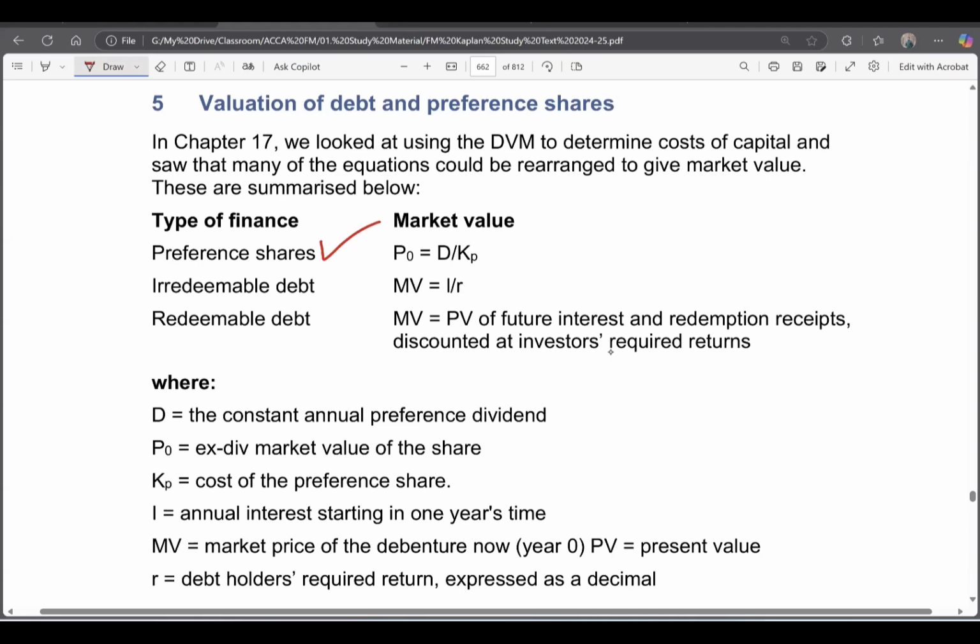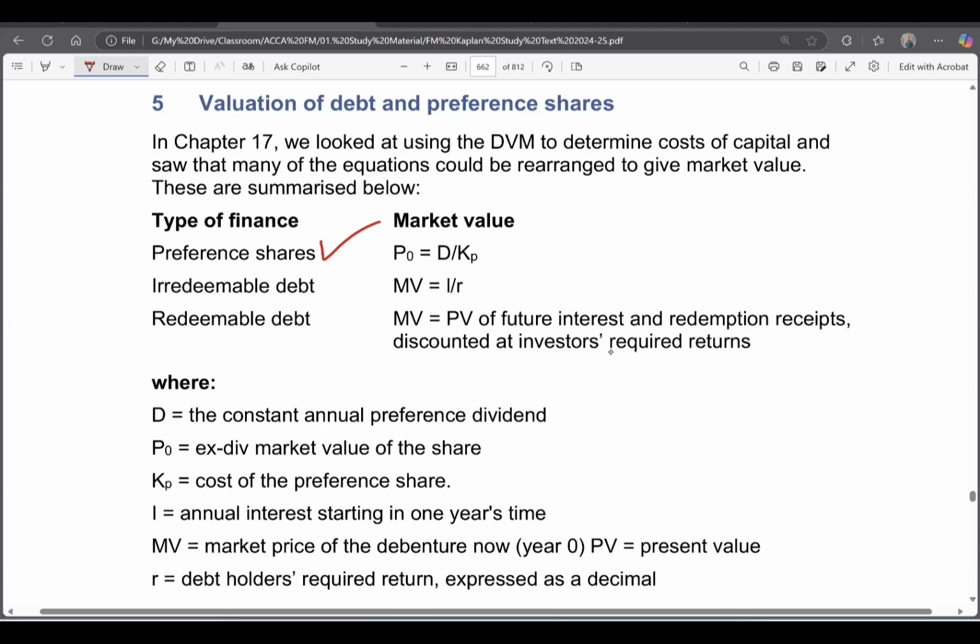So the preference shares, remember we discussed about KP, how to find the KP. It was the dividend over P0, market price. So if you want to find the market price, you have to shuffle it. You have to rearrange the data. Okay, here is the data. So dividend, the preference dividend remain the same. Dividend over KP.